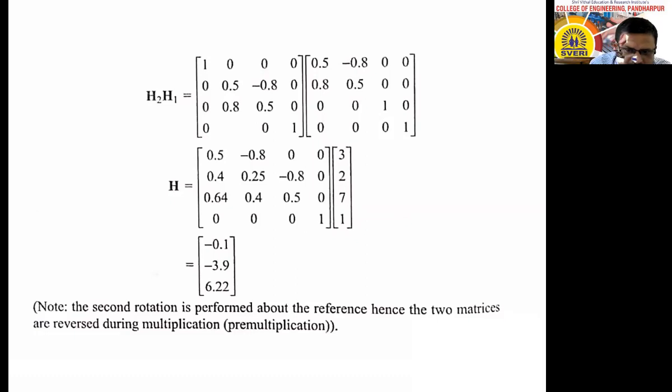Therefore, H is equal to, by final multiplication, 0.5, minus 0.866, 0, 0; 0.43, 0.25, minus 0.866, 0; 0.75, 0.43, 0.5, 0; then 0, 0, 0, 1, into the matrix of 3, 2, 7, 1, which is equal to minus 0.1, minus 3.9, 6.22. Note, the second rotation is performed about the reference frame, hence the two matrices are reversed during multiplication, that is pre-multiplication.